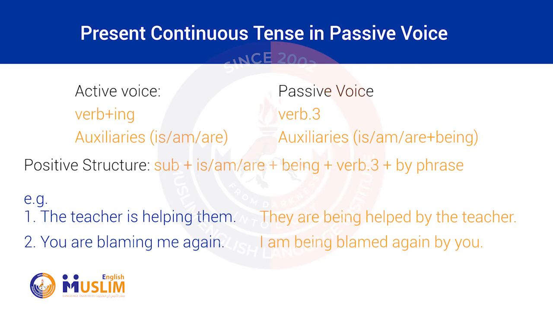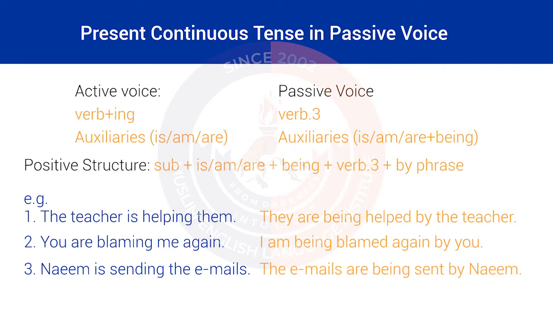Number 2, you are blaming me again. The passive voice is, I am being blamed again by you. And number 3, Naeem is sending the emails. The passive voice is, the emails are being sent by Naeem.